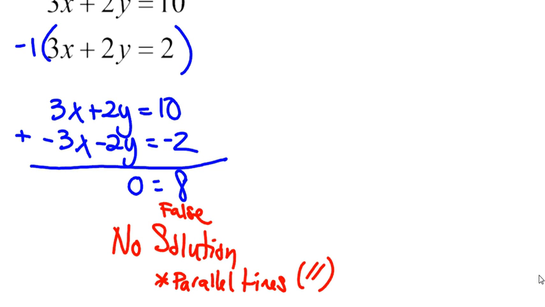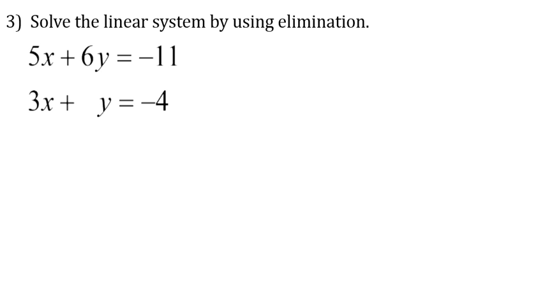Let's take a look at another system. 5x plus 6y equals negative 11, and 3x plus y equals negative 4. Again, we want to be able to solve the system so we can figure out what value for x and y will make both of those true. So again, as I look at the system, I'm looking to see what I'm working with.